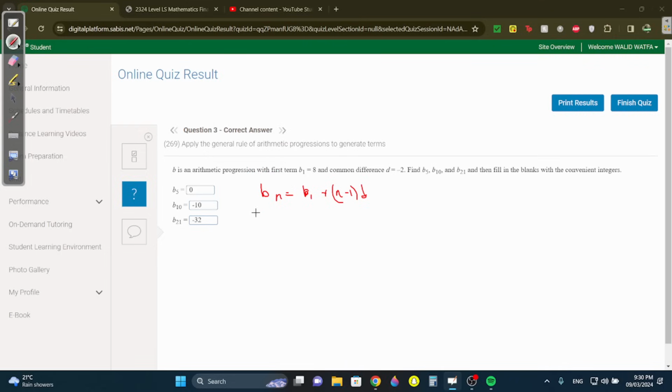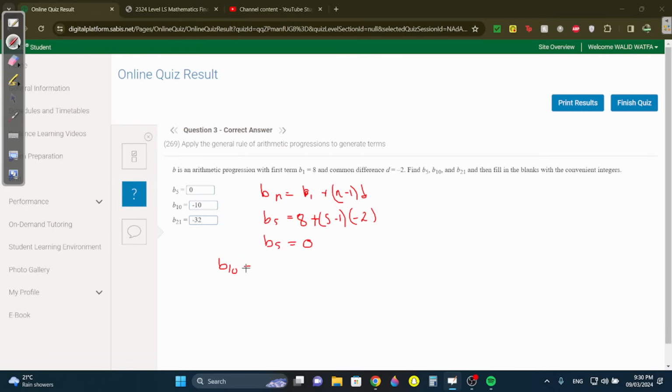It doesn't matter. So in this case, B5 is going to be B1, which is 8, plus n minus 1, so 5 minus 1 times minus 2. That's the constant difference. And you should get 0. Is it 0? Yes. 8 minus 8, 0.